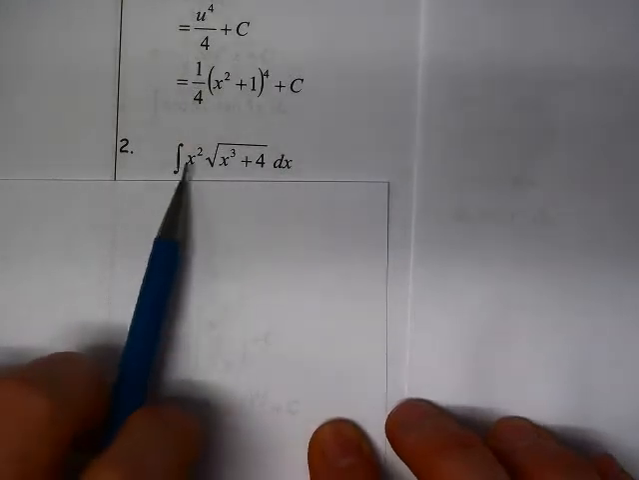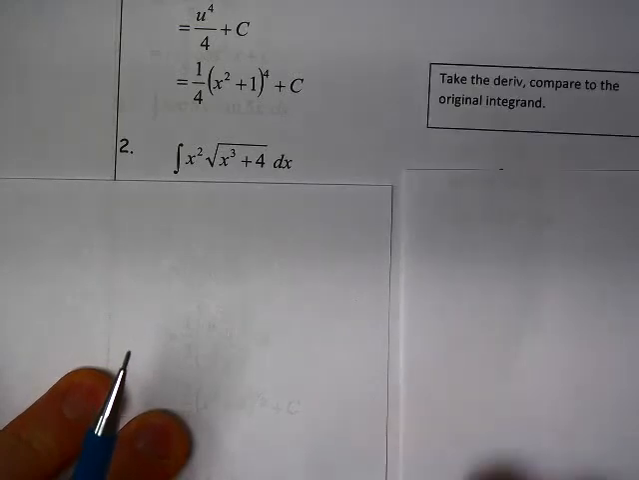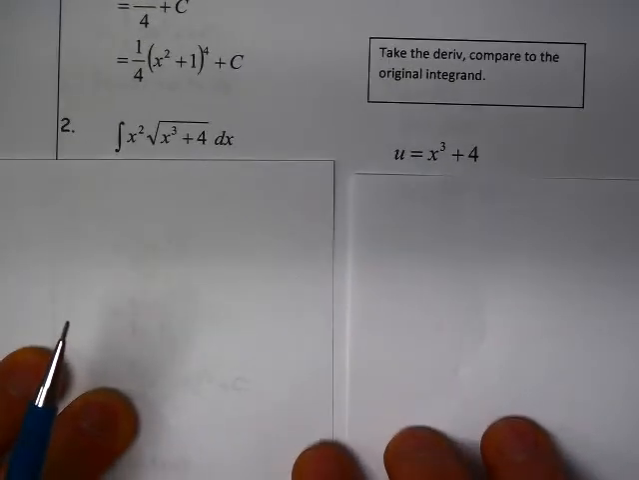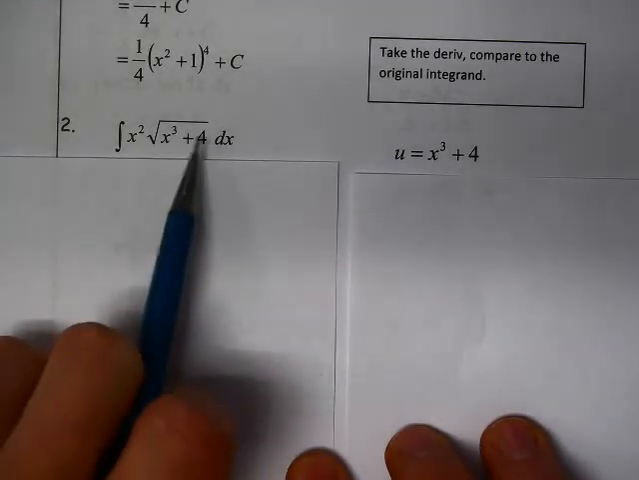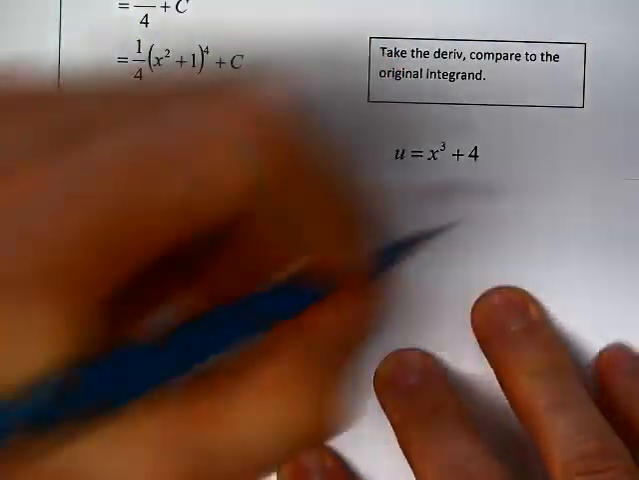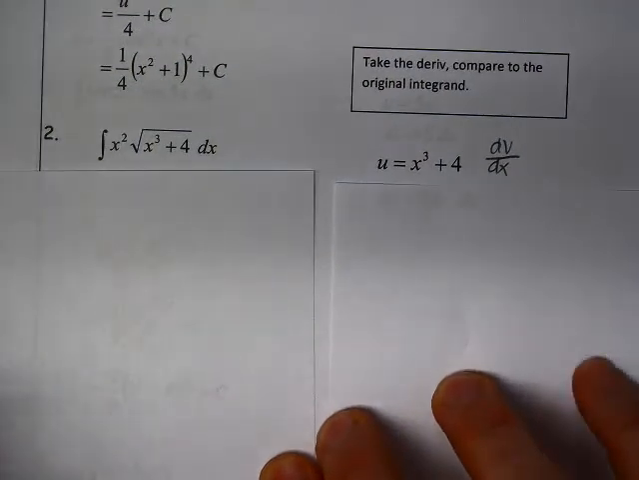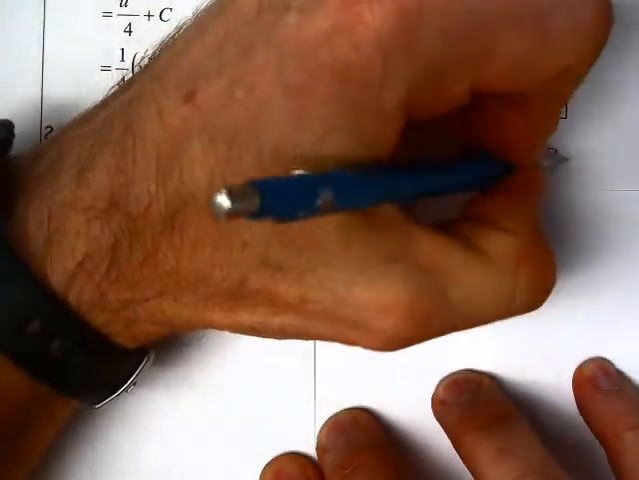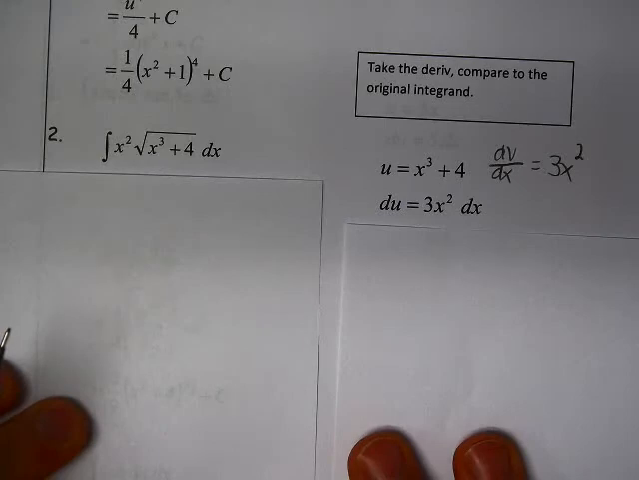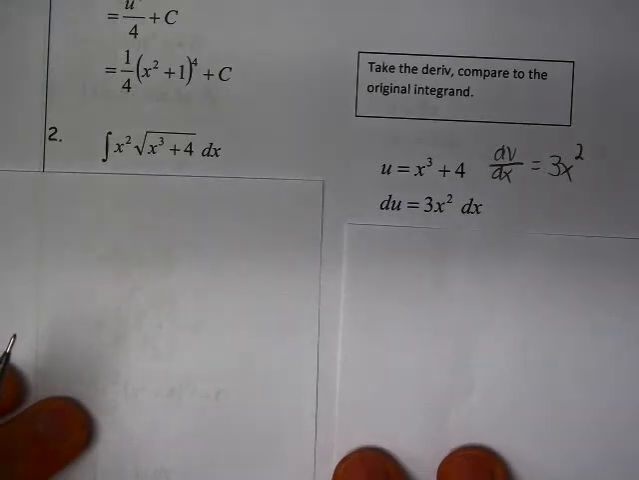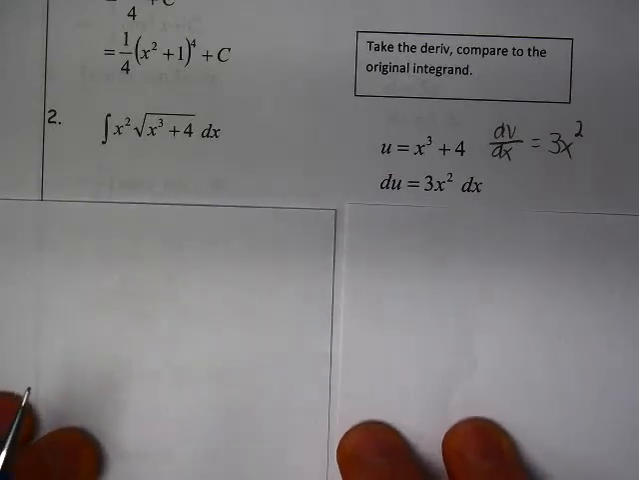we have the integral of x squared times the square root of x cubed plus 4. So I'm going to let u equal x cubed plus 4. That's the innermost part of this function. And of course, if I take the derivative of both sides, du dx equals 3x squared, and then I multiply the dx over, so my du is 3x squared dx.